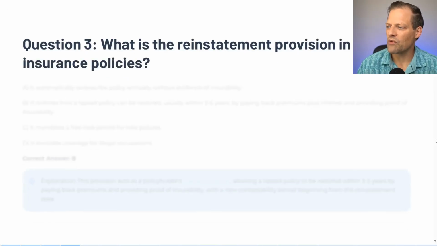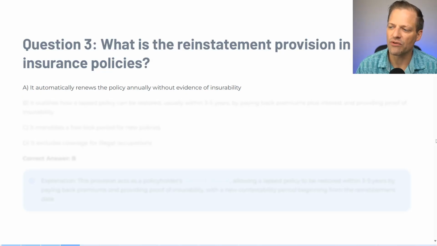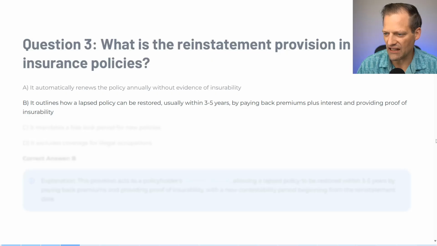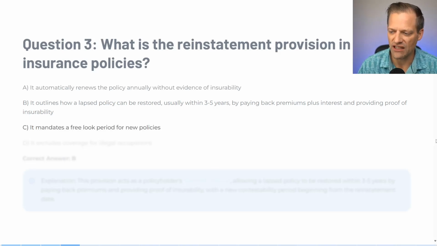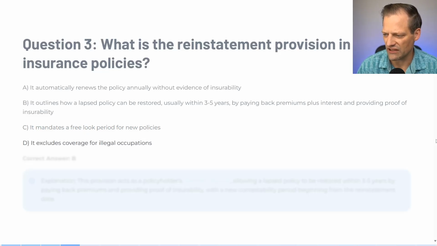Question three, what is the reinstatement provision in health insurance policies? A, it automatically renews the policy annually without evidence of insurability. B, it outlines how a lapsed policy can be restored, usually within 3 to 5 years, by paying back premiums plus interest and providing proof of insurability. C, it mandates a free look period for new policies. Or D, it excludes coverage for illegal occupations.